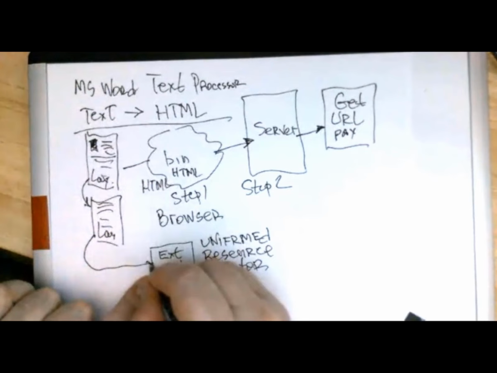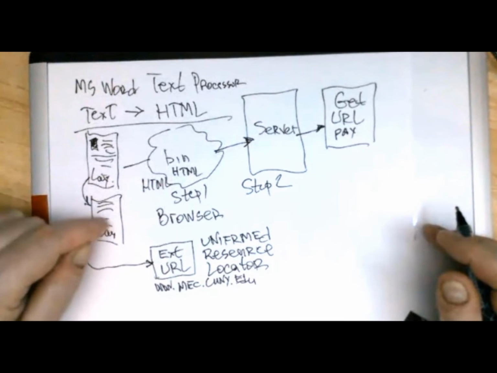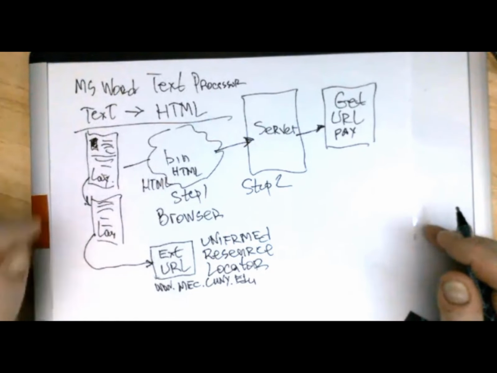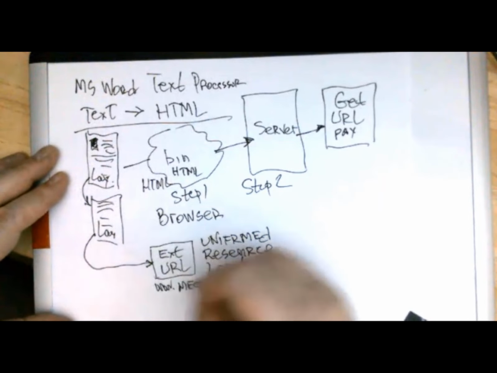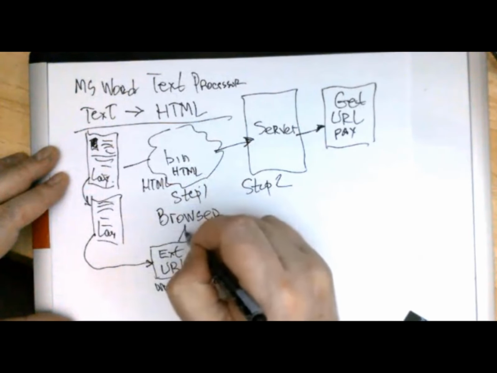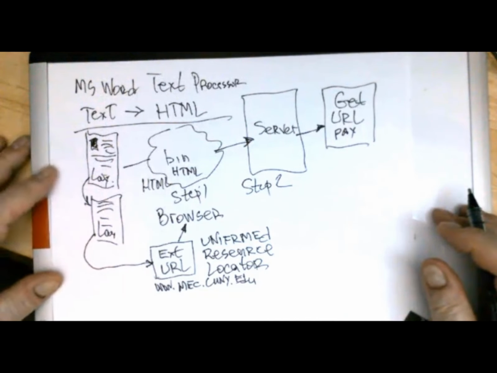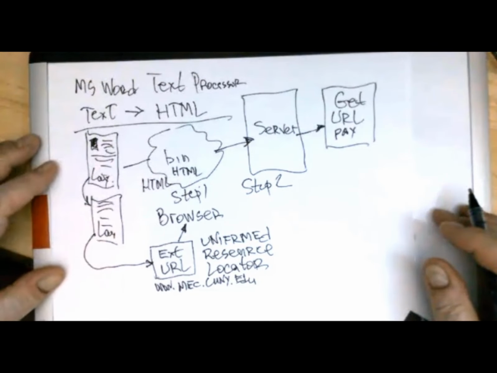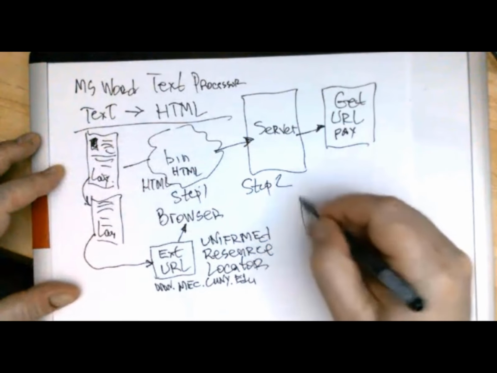So, an external URL. What kind of external URL? www.mec.cuny.edu. Okay? Now, when you click it, it will bring you to the external URL. What does bring you mean? It will be displayed on the screen of your browser. When you click back, it will go back to your textual area. That will be a project.